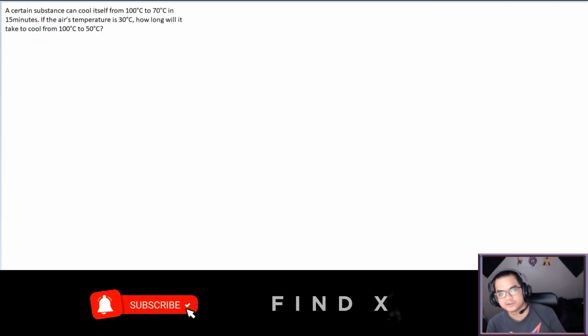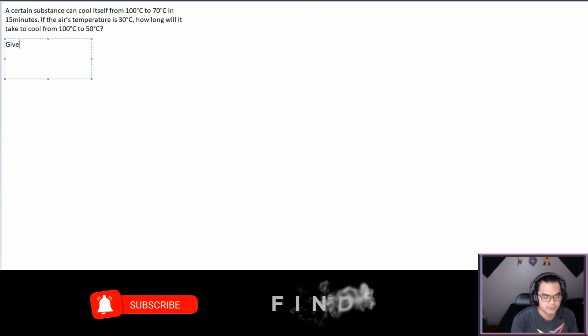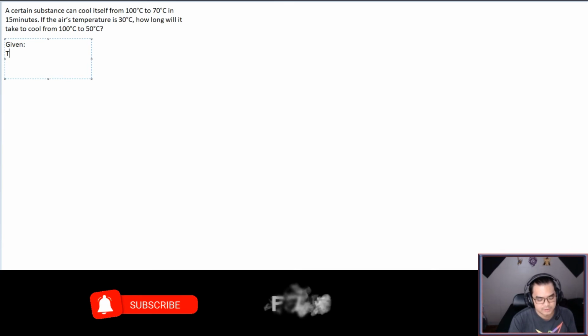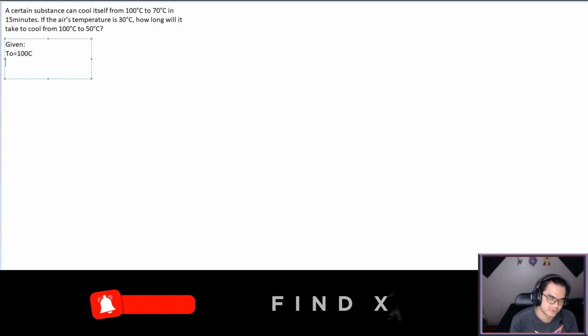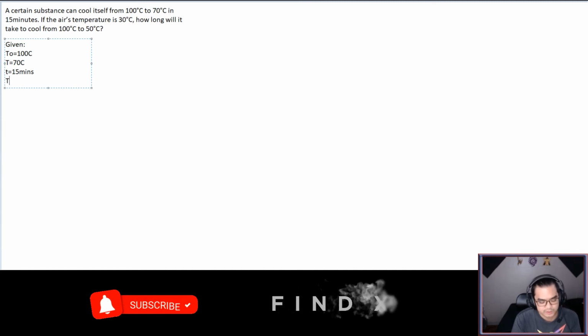Okay, so let's have our next problem. Of course, we have to put down all the givens first again. A certain substance can cool itself from 100 to 70. So we have an initial temperature of 100 Celsius, and then 70 Celsius for the final, which is T, in 15 minutes. So T must be equal to 15 minutes. And then if the Earth's temperature is 30 degrees, that will be our surrounding temperature. TS, the surrounding temperature, is 30 C.